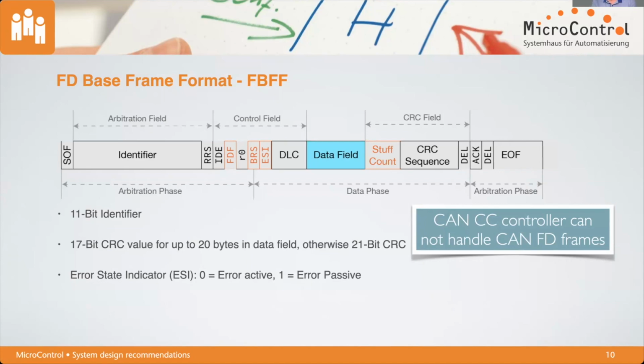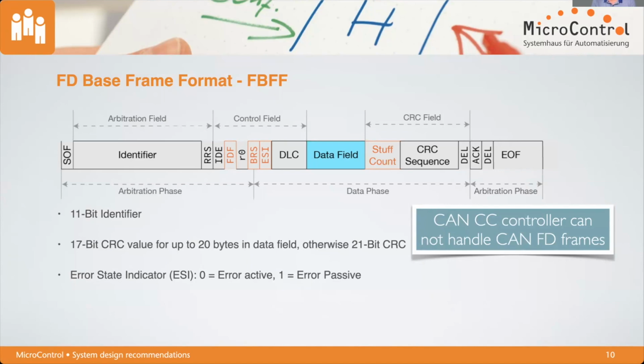There is another point which is nice to mention at this place, because if we look right here in the protocol, there is something which has not been mentioned so far as I remember: it's that bit, ESI. That is the abbreviation for error state indicator. It has been introduced by Bosch for the FD-based frame format in order to tell the system if a node is in error active state or in error passive state. Before, in the classical CAN frames, there wasn't such a bit available.